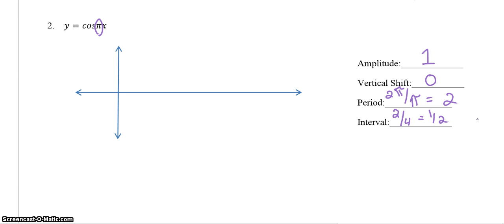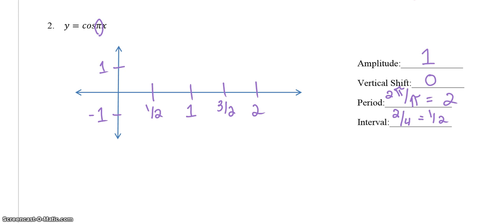So we can start creating our graph. We know the amplitude is 1, so we've got 1 and negative 1. Then our interval was 1/2, so we need 4 tick marks. 1, 2, 3, 4. The first one will be 1/2. The second will be 2 over 2, so that's just 1. Then we get 3 over 2, and then 4 over 2, which is 2. So now we can draw in our graph.